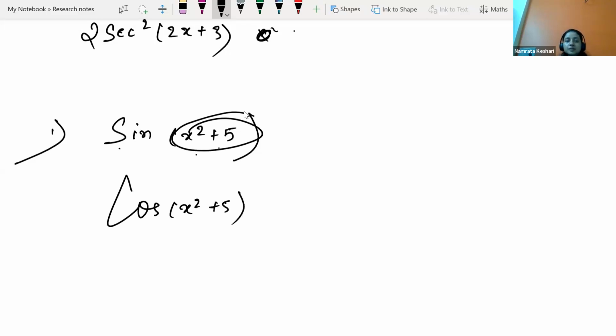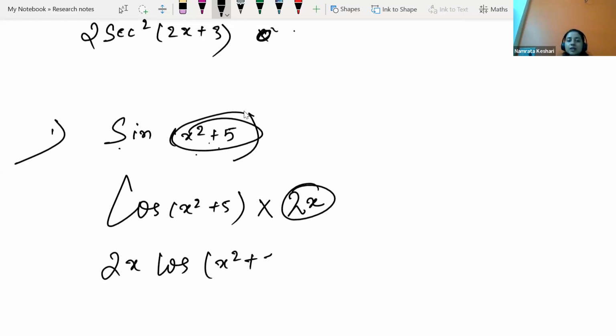Yes, ma'am. And then multiplied with the derivative of this part, that is 2x. With this 2x, we will be writing in front. So 2x cos of x squared plus 5. Right, Fatima? Yes.